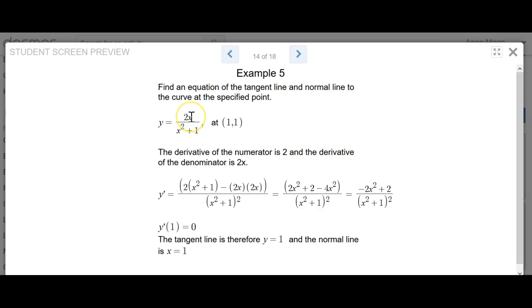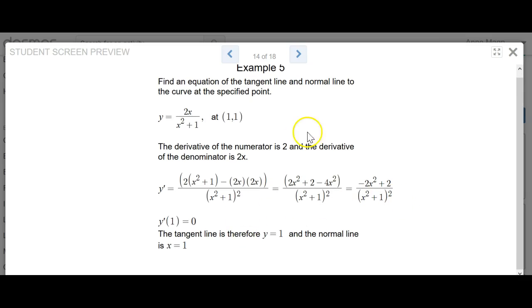The derivative of the numerator is simply 2. The derivative of the denominator is simply 2x. So we use the quotient rule: the derivative of the numerator times the denominator minus the numerator times the derivative of the denominator, all over that denominator squared. And that's the function that we get. Now we evaluate it at 1 to get the slope of the tangent at that point. When we evaluate this at 1, we get 0. So the tangent line is horizontal.